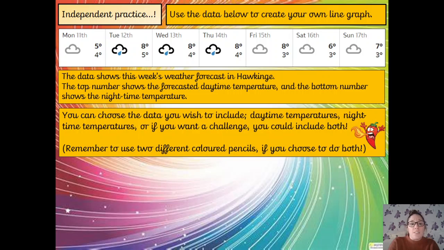You can choose the data you wish to include. This is up to you, depending on how much of a challenge you want. You can choose to plot the daytime temperatures, which is the ones at the top. You might want to do the nighttime temperatures, or if you want a challenge, you could include both. So you could plot 2 sets of data, and we have looked at those, so you do know about those. But remember, if you are doing 2 different sets of data, you'll need to use 2 coloured pencils to plot them, because otherwise it'll be very confusing when you come to do your lines.